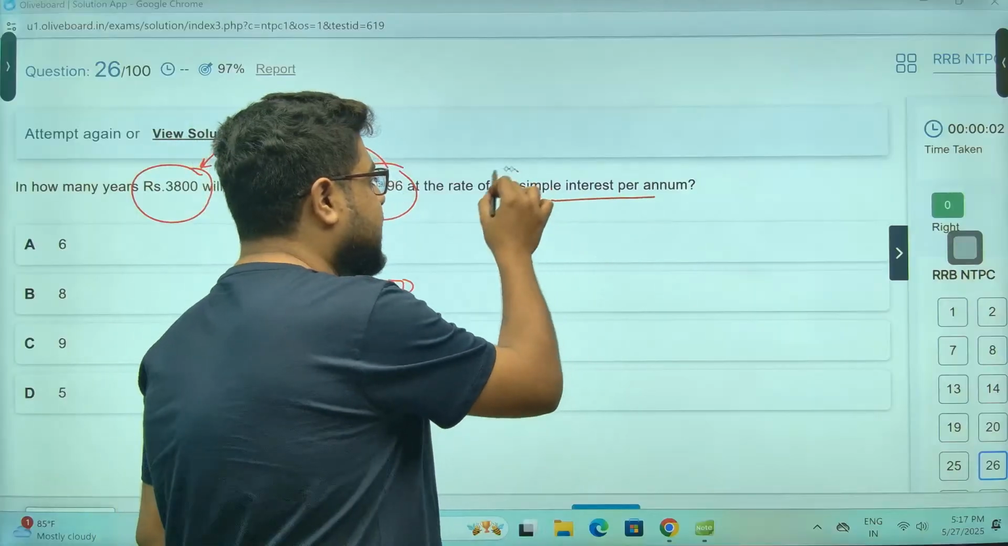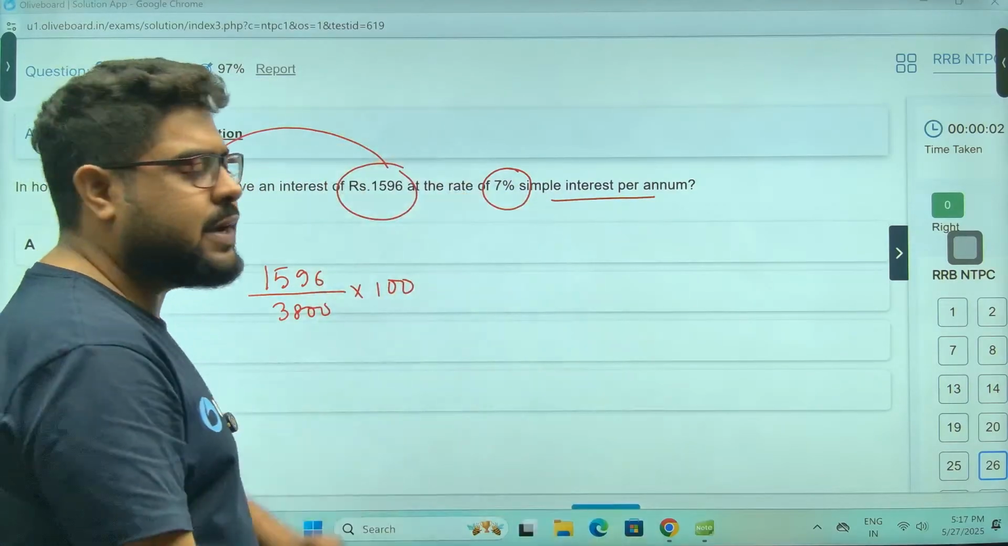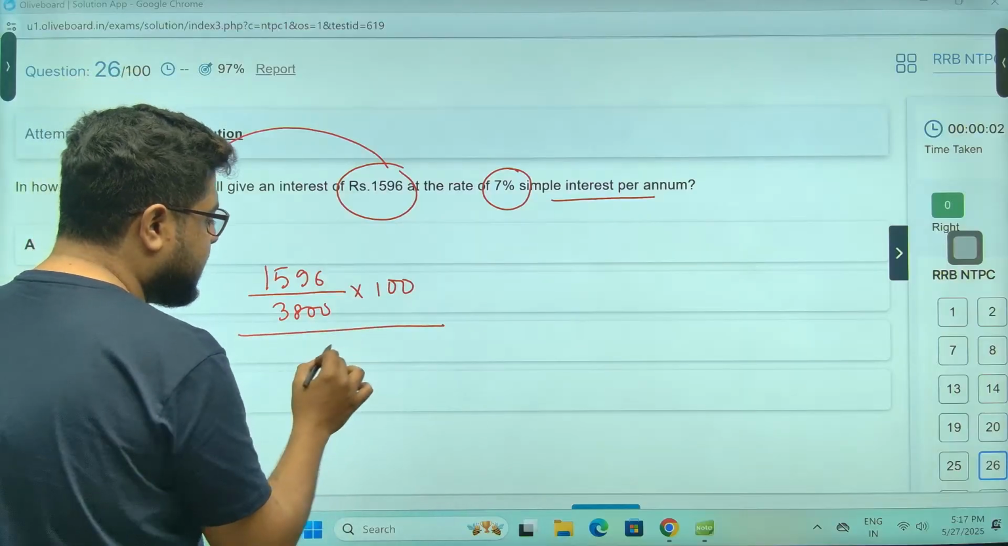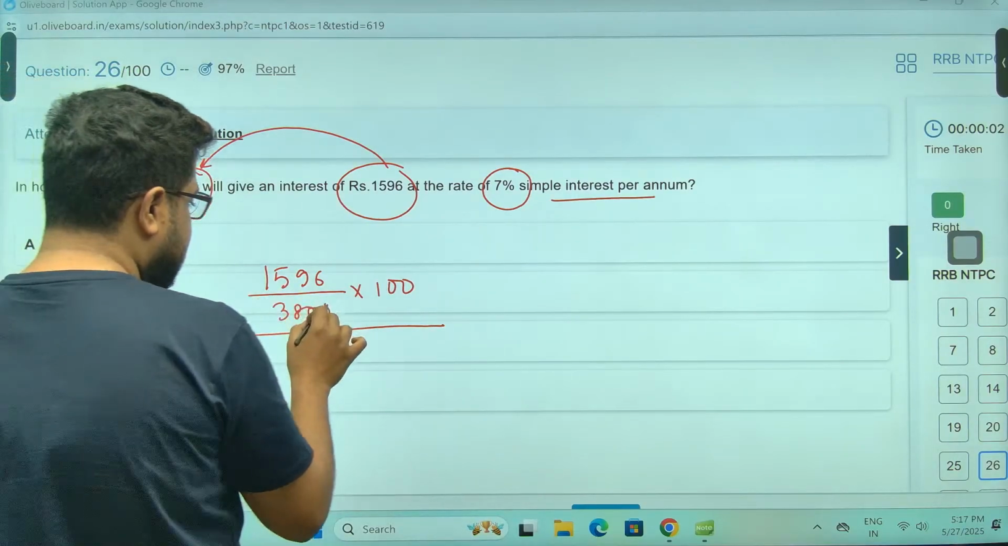Sorry, rate of interest is given. So that means this much interest he got in a certain number of years. That number of years will be, every year he gets 7. So that's the answer. Do the calculation, sir.